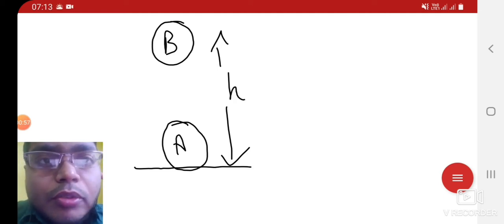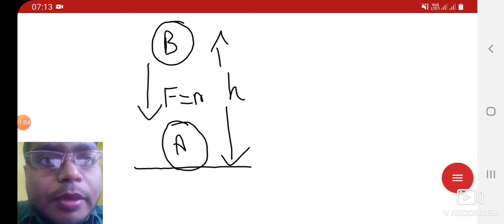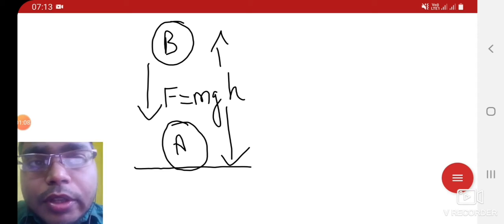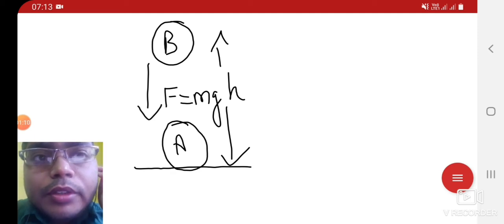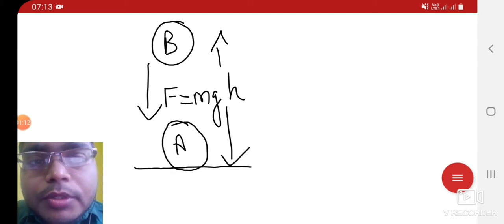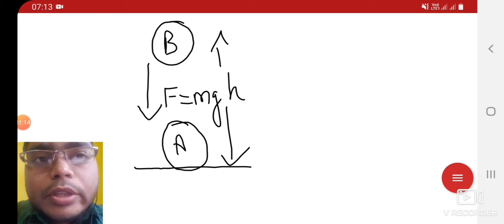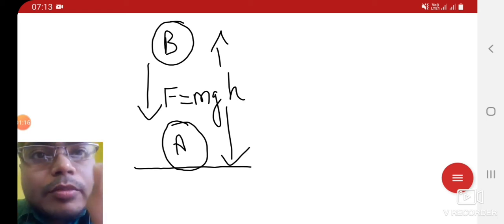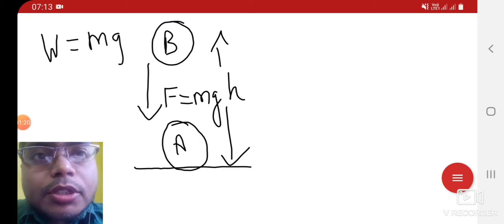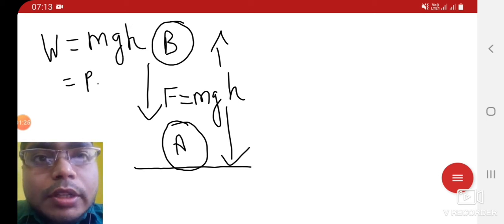And here you can see that the force due to gravity is acting in the downward direction, so that is denoted by m into g. So we have to do some amount of work against the force due to gravity. This work will be stored in the object as its potential energy. So how much was the expression for that work done? That is given by mgh, and this is nothing but the potential energy of the object.